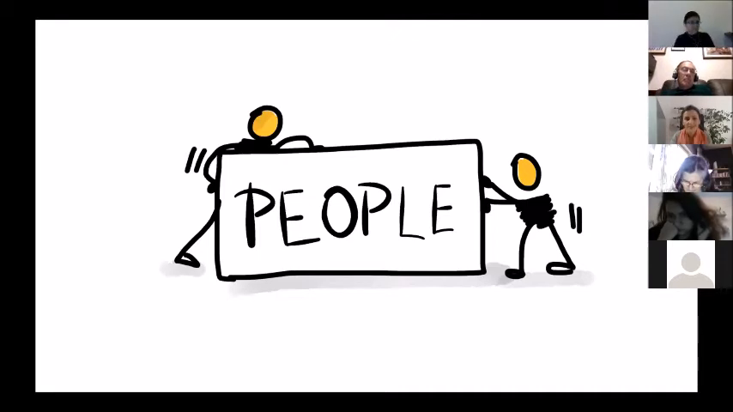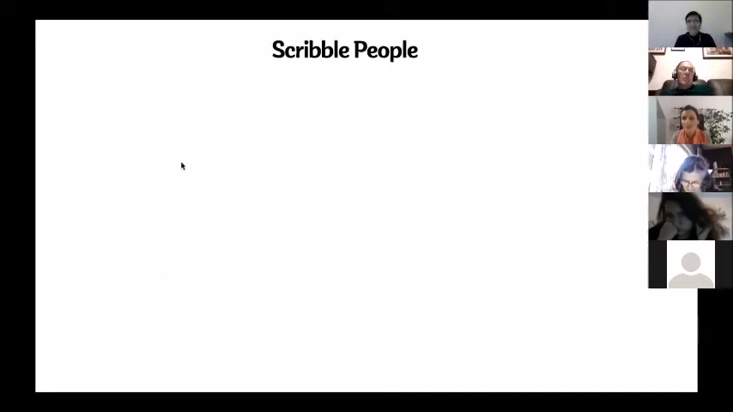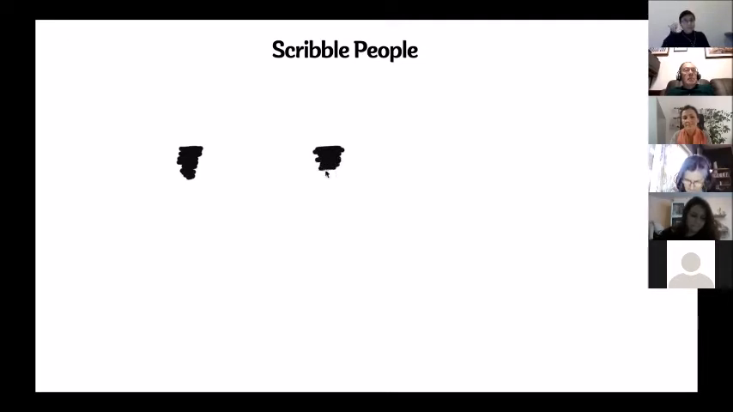Okay, ready? Okay, Scribble people. I love them very much because they're really fun and easy to draw. And how you draw Scribble people is you just start by drawing a couple of scribbles, which are actually going to be the torsos of our people. Just scribble a couple of them.